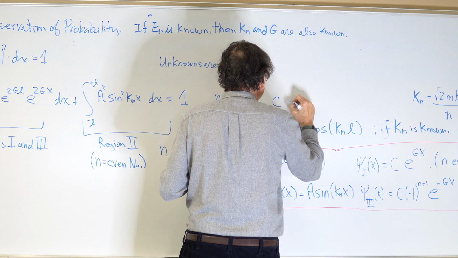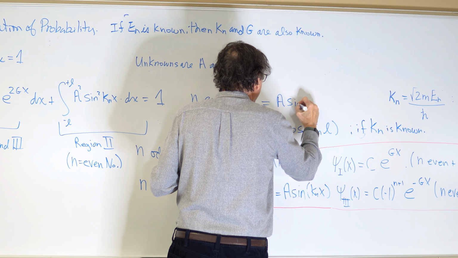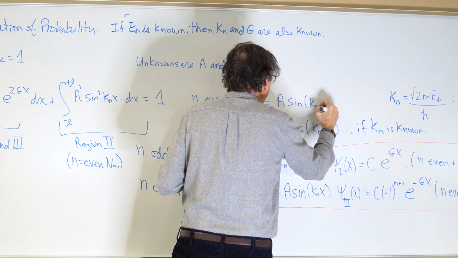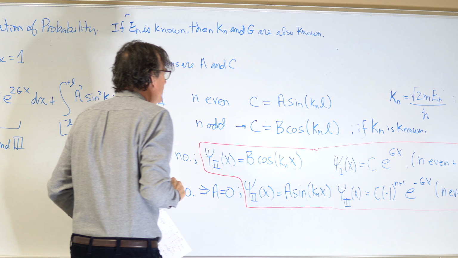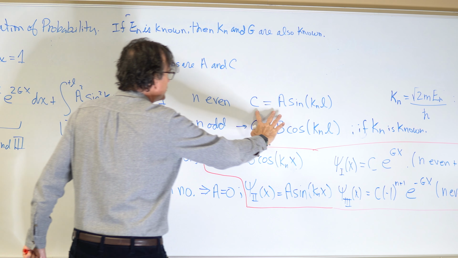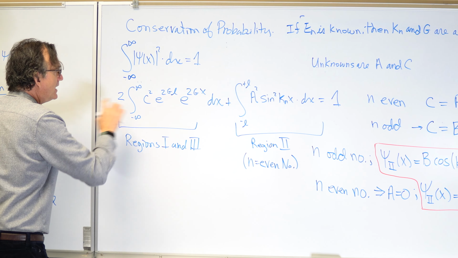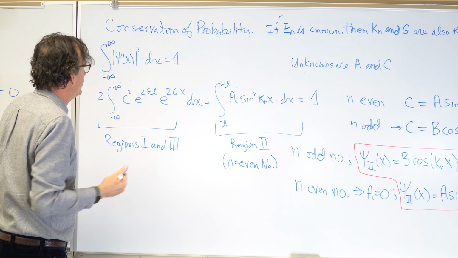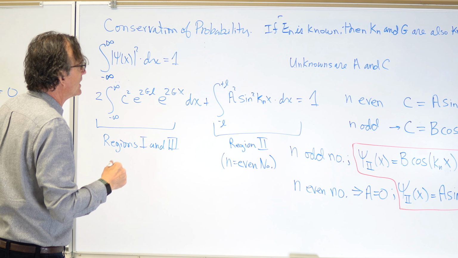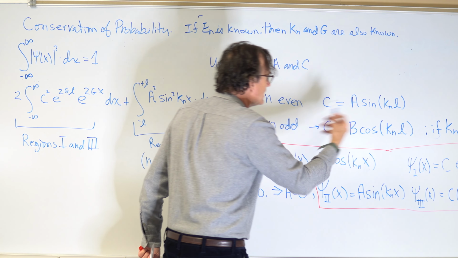we have from the boundary condition that C is equal to A times sine of Kn times L. Okay? So the point is that I have a substitute for C I can put over here, and now I only have one unknown, which is A. So once I have solved for A, I can go back here and solve for C, and then I'm done.